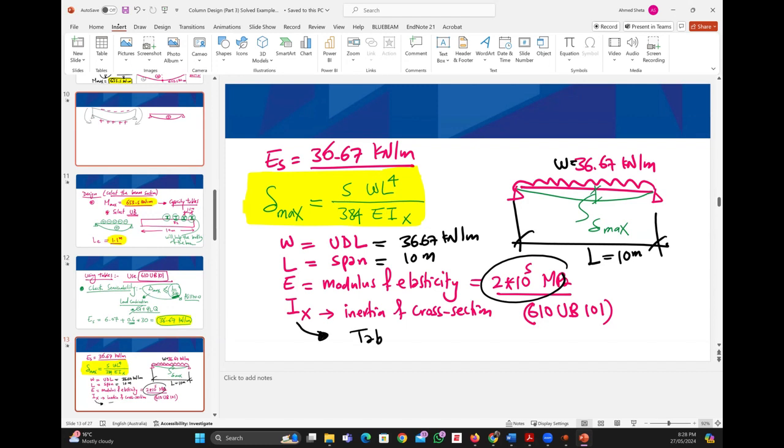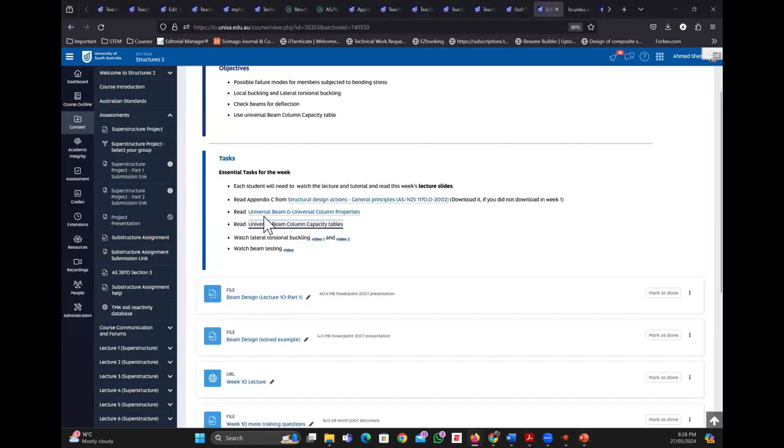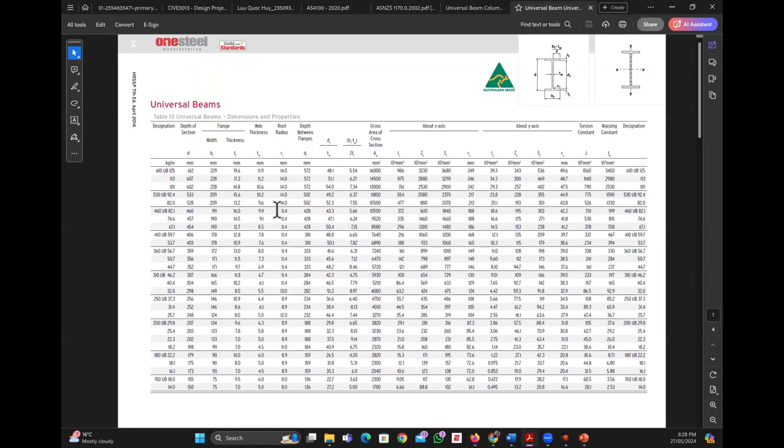From the tables for UB section. So if you open the course website again under week 10, you see this top one, universal beam and universal column properties. From this file, you can find the section properties. What is the section we are using now? 610 UB 101, right? So if you go straight like this, which one is I? This is I, right?